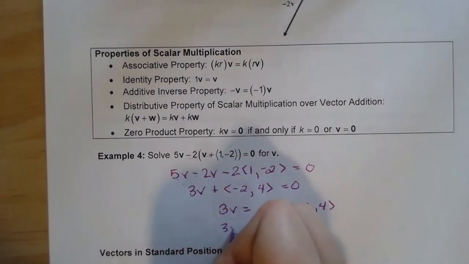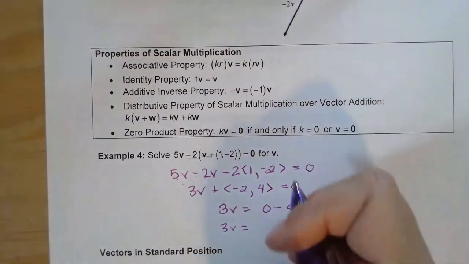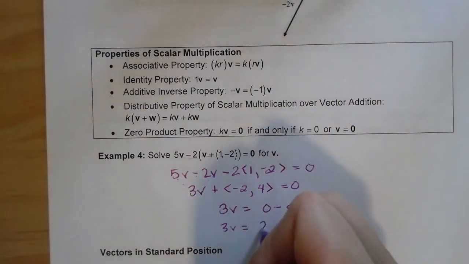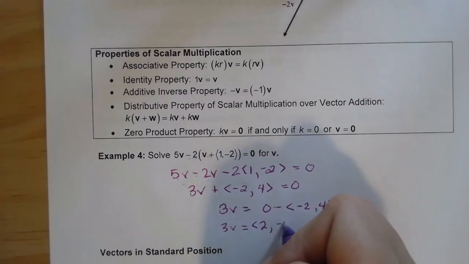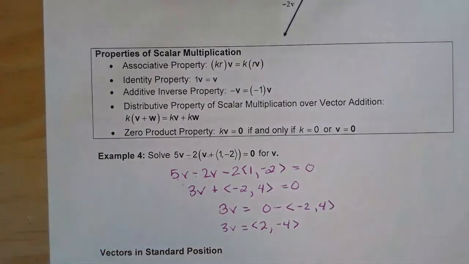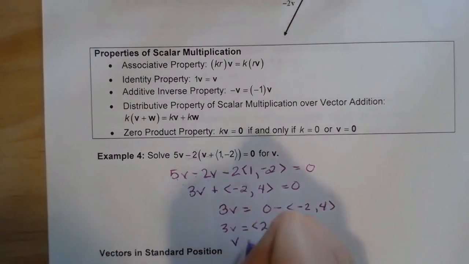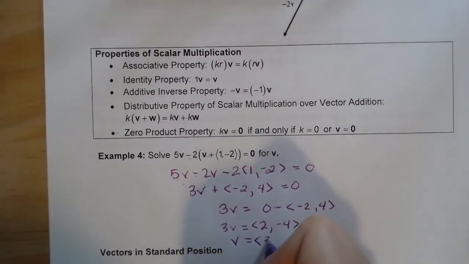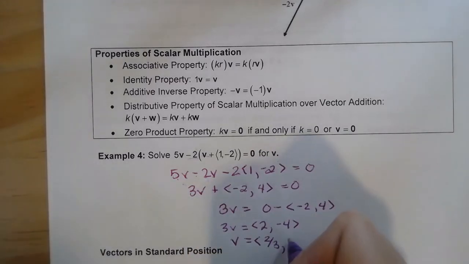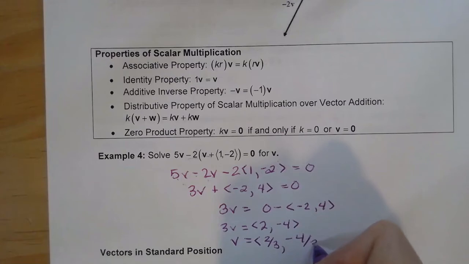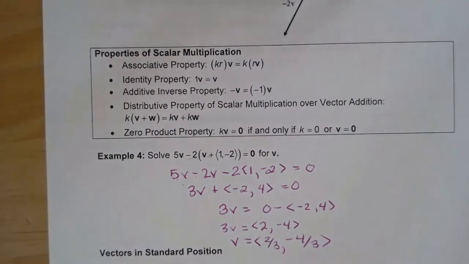So we end up with 3v equals 2 comma negative 4. How do you get rid of the 3? Well, we can multiply it by 1/3. We say multiply by 1/3 because we shouldn't think of division. If we said divide by 3, well, dividing by 3 is the same thing as multiplying by 1/3. So I'm going to multiply both sides by 1/3, and I get v equals 2/3 comma negative 4/3. And we just found vector v.